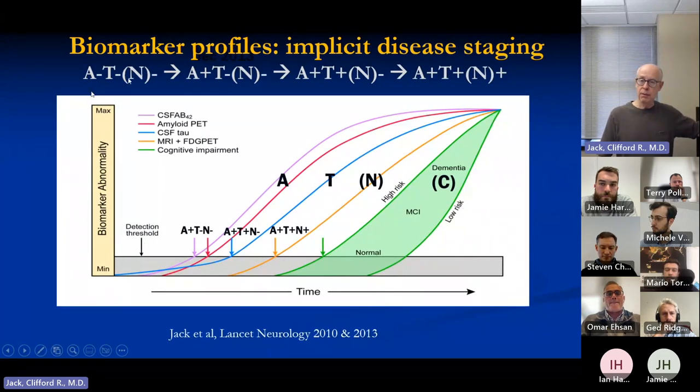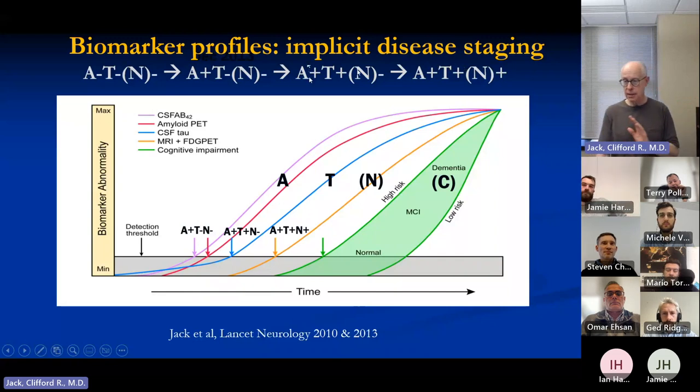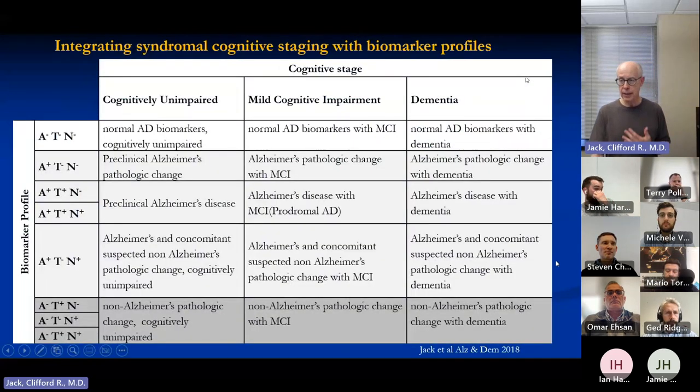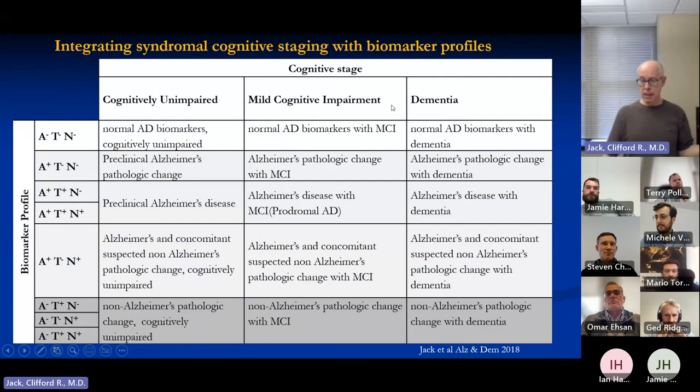The idea is that everyone who ultimately develops Alzheimer's disease, pathologically and clinically, starts out at some point in life as a minus, minus, minus profile. They then develop amyloidosis, A plus, T minus, N minus. They then develop tauopathy, A plus, T plus, N minus. And finally, they develop amyloidosis, tauopathy, and neurodegeneration. So this staging scheme was really baked into it, even though we didn't use the word staging. I mentioned that we had a clinical staging scheme. We had a numeric six-stage clinical staging scheme that was very similar to the old-fashioned GDS, Global Dementia Scale. And then we also included this syndromal cognitive staging scheme.